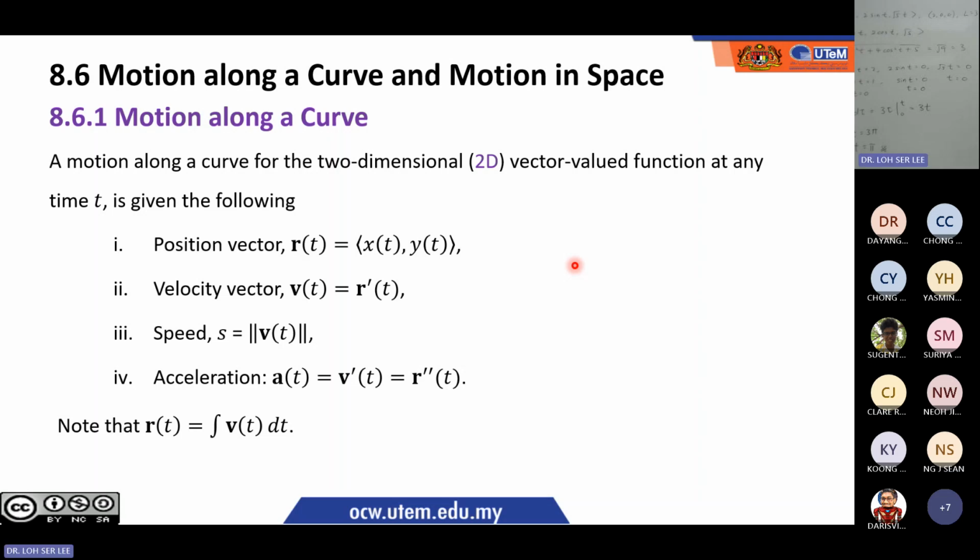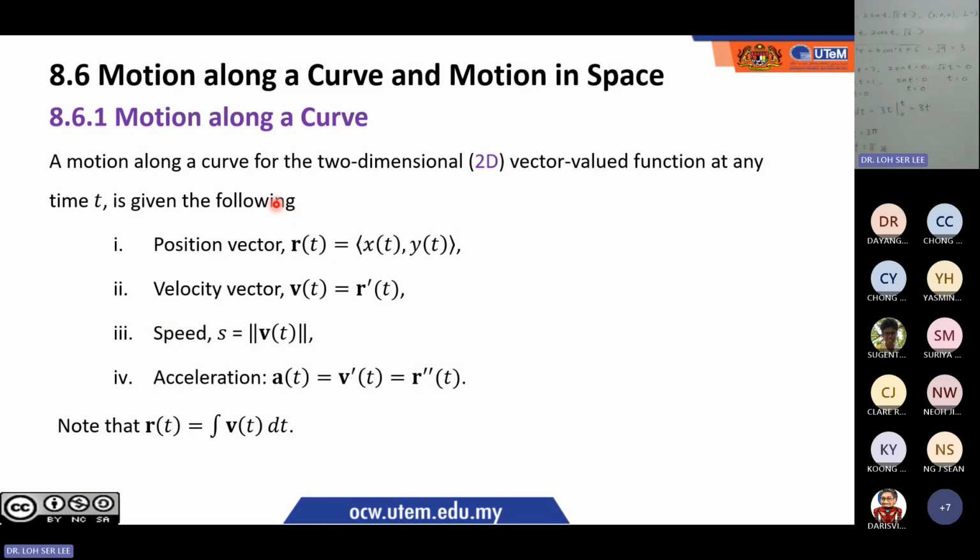Okay, the last part, motion along a curve. Motion along a curve is for two-dimensional vector functions, and the motion in space is for three-dimensional. So you see this one is two-dimensional. If you have the position vector, you just need to differentiate it to get the velocity vector. When you differentiate the velocity vector, you will get the acceleration vector. And to get the speed, you just need to find the magnitude of velocity.